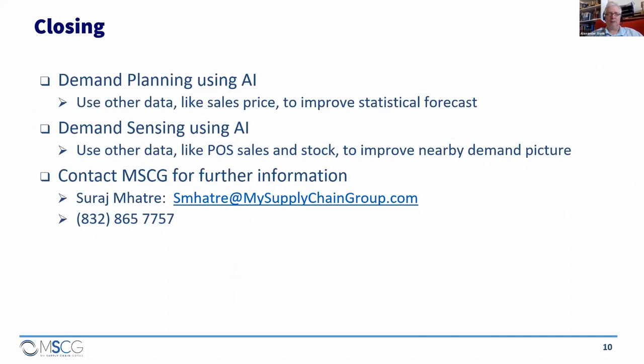So in summary, basically, we demonstrated how you can use demand planning using AI, and the AI part basically allows you to use other kind of data that are not related to the quantity-based time series, like for example sales price, to improve your statistical forecast and improve the quality of demand planning that way. We also showed how you can use demand sensing with AI and include other kind of data there, like point of sales or stock data, to improve your nearby demand picture.